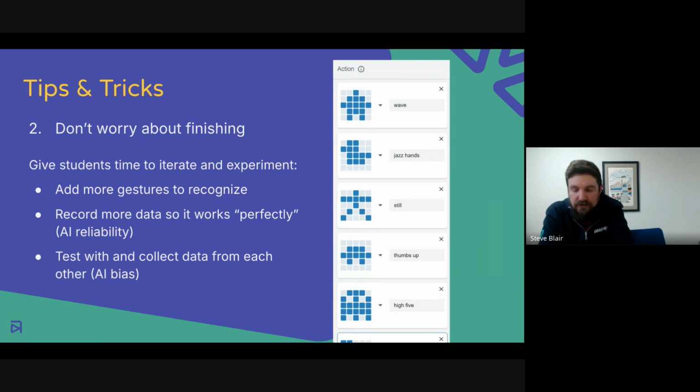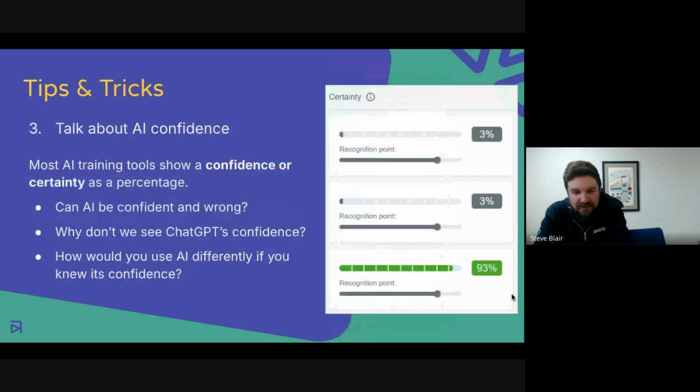Another fun one was saying, okay, now test it with someone else. In our very first lesson, we did waving and jazz hands. Waving can look very different from different people. So we had them all rotate around the room, doing musical chairs with each other's microbits. That's talking about AI bias. There are lots of classic examples of AI not working well for certain people because they weren't involved in the testing. So, talking to your students: test this out with your friend. Did it work for them? Okay, we need more data.